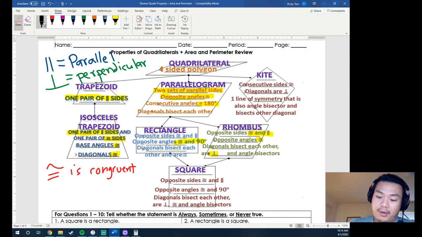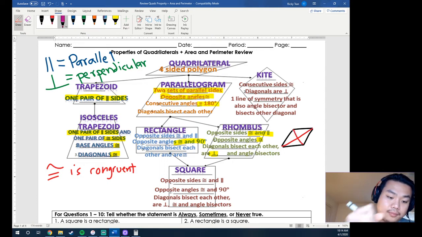That means they cut the angle they're looking at directly in half. So if I were to draw a rhombus right here, oh my gosh, I can't draw very well. Nope, that's a kite. There we go. If I draw the diagonal lines like so, they're actually going to bisect the angles, which means they cut the angles in half.